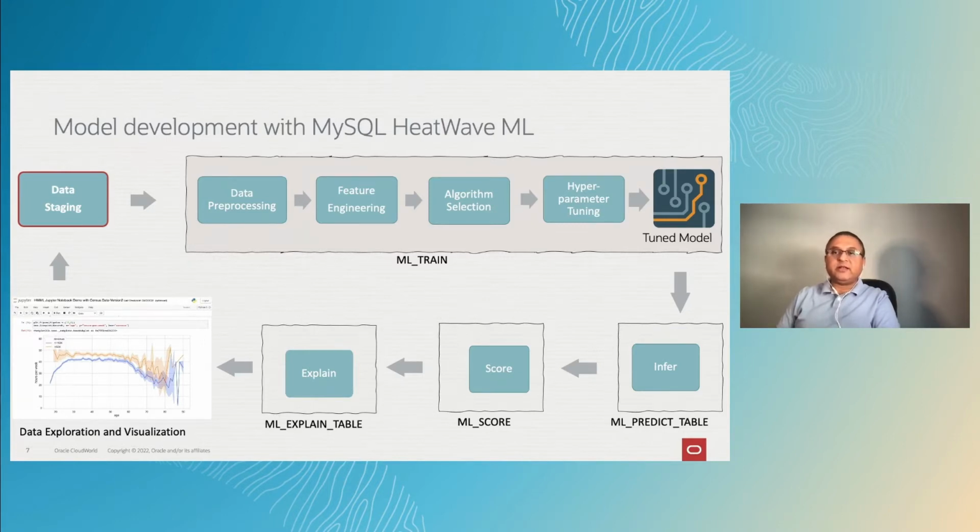Once the model is created, developers can compute the model score using the ML score routine, and if the score needs further improvement, the developer can look at explainability results, based on which additional features can be explored and the model can be recreated until an acceptable score is achieved.